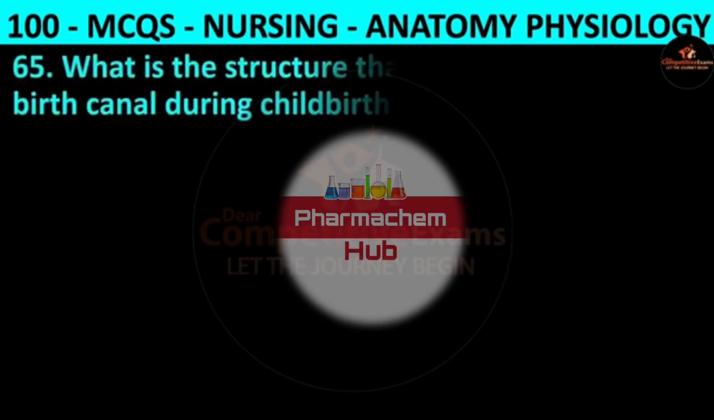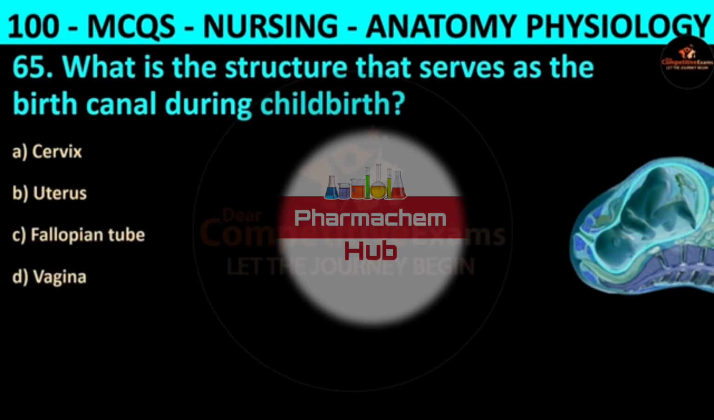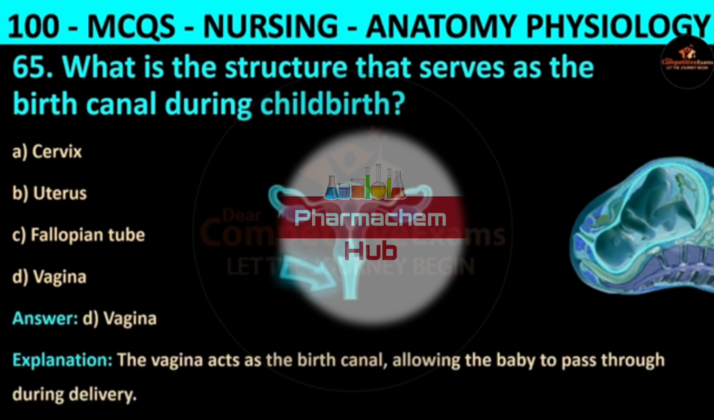Question number 65. What is the structure that serves as the birth canal during childbirth? Your options are cervix, uterus, fallopian tube, or vagina. The correct answer is D, that is vagina. The vagina acts as the birth canal, allowing the baby to pass through during delivery.